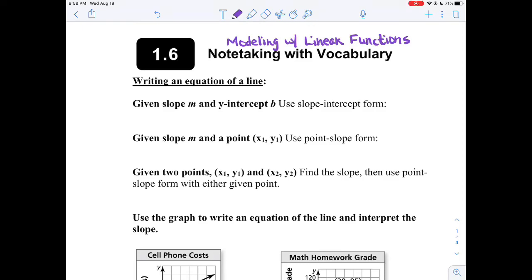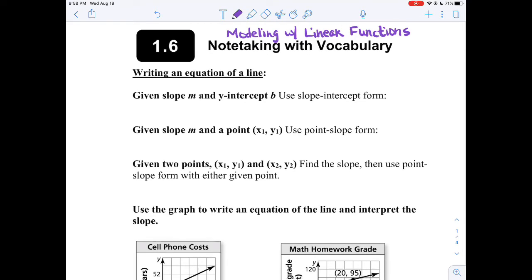Hi everyone, today we're going to start our lesson 1.6, which is modeling with linear functions. But today, while we're just getting used to taking notes again, and you're getting used to your preferred method of taking notes, we're going to start with talking about how to write equations of lines. And so we'll review this Algebra 1 concept as we kind of ease into note taking.